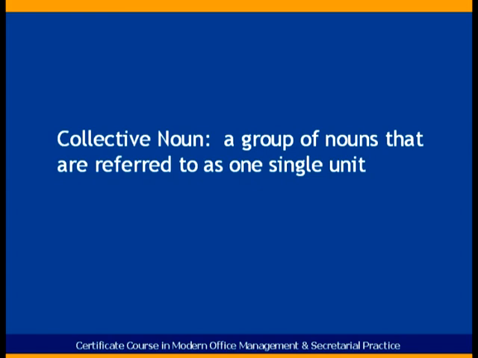Before we begin with these rules, let's take a look at the meanings of some familiar words used in English grammar. Collective noun. A collective noun is a group of nouns that are referred to as one single unit. For example, hair. The word hair doesn't refer to a single strand of hair. Instead, it refers to a bunch of strands, yet it is referred to as one single unit.